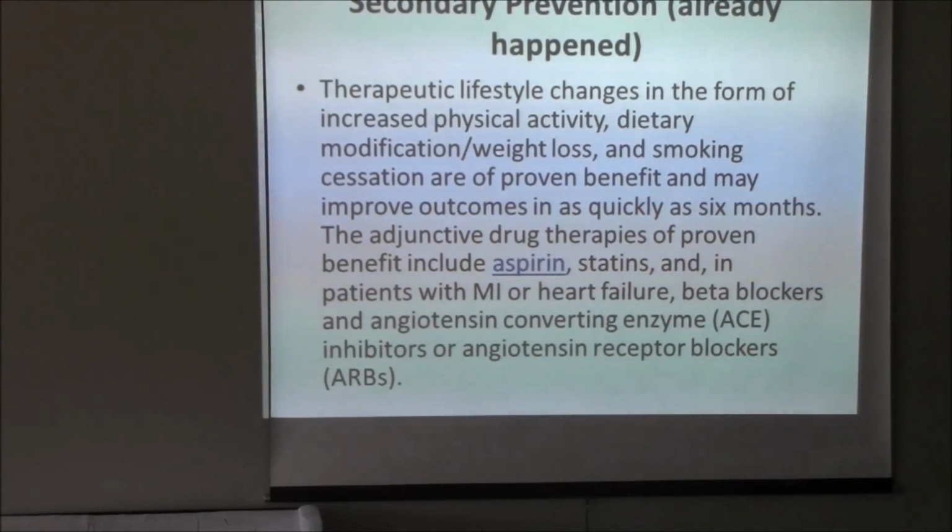Okay, secondary prevention, this has already happened or you're screening it. Therapeutic lifestyle change in the form of increased physical activity, most of you know this, dietary modification, weight loss, smoking cessation are all proven beneficial and may improve outcomes as quickly as 6 months. That's pretty phenomenal that it would happen that quickly. The other medications that we've talked about are aspirin, statins, and in patients with a heart attack or heart failure, other medications like beta blockers or ACE inhibitors, other medications that help heart function, are usually prescribed.